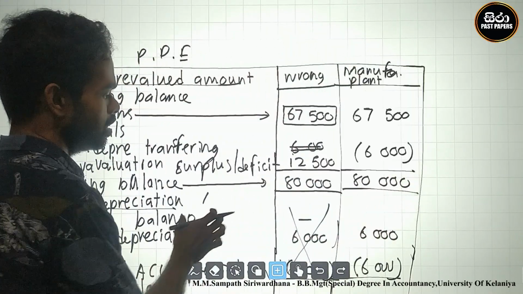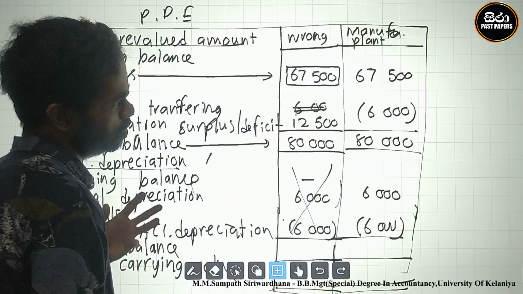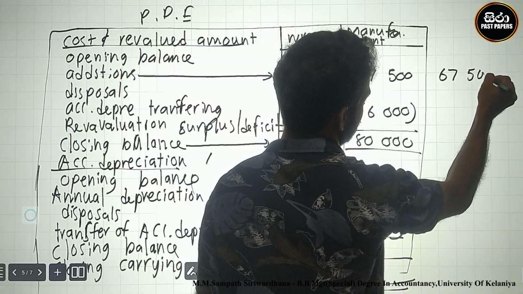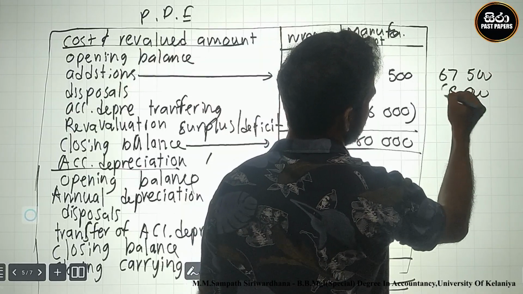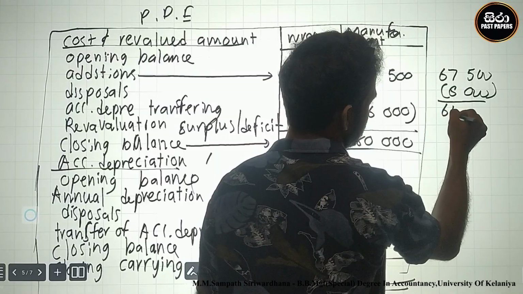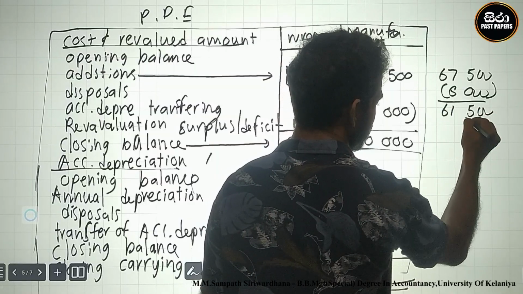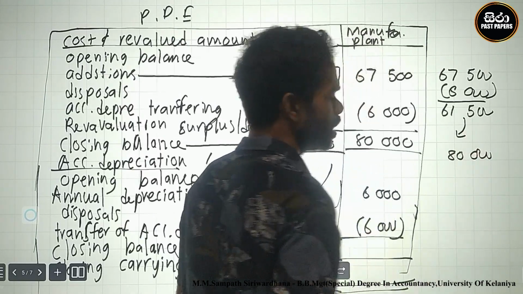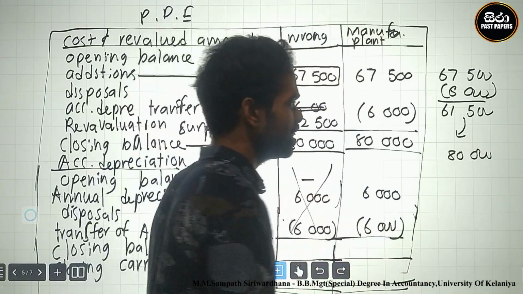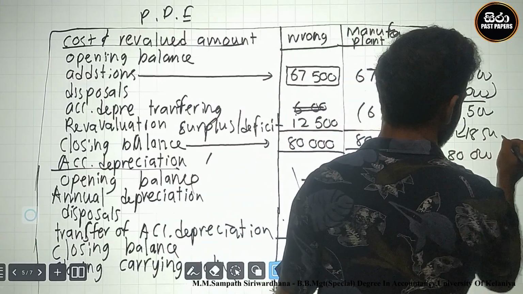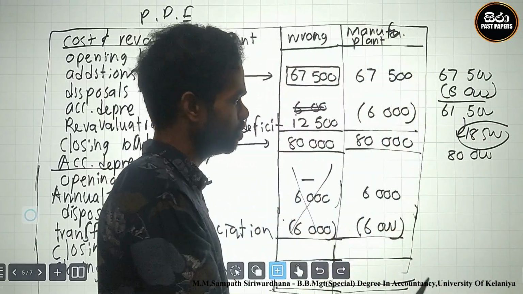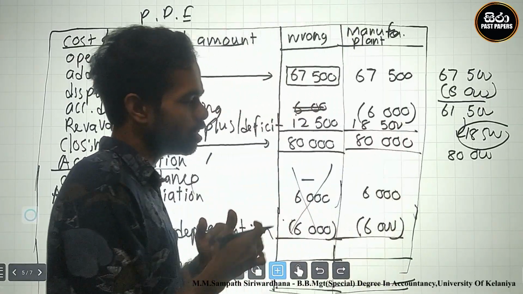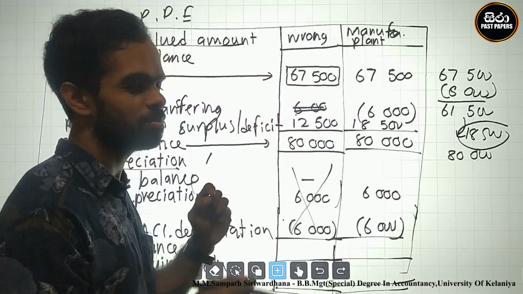After that, what is the revaluation surplus or deficit? Look here, 67,500 minus 6,000. What is the answer? 61,500. Compare to the 80,000. What is the gap between 80,000 and 61,500? 18,500 surplus. This is the addition. 18,500 addition. This is the first revaluation done. This is the revaluation gain.